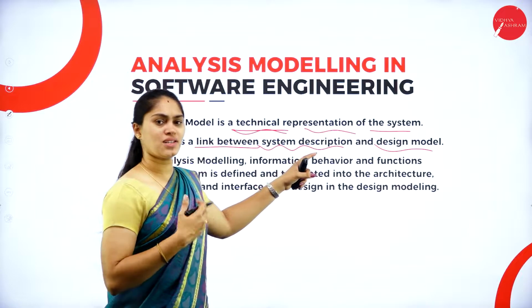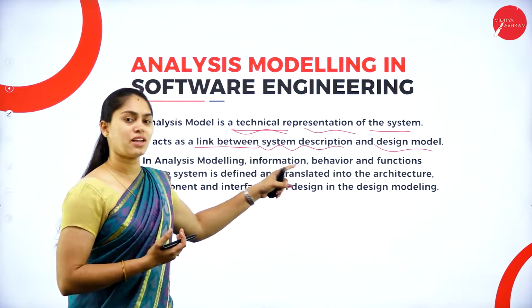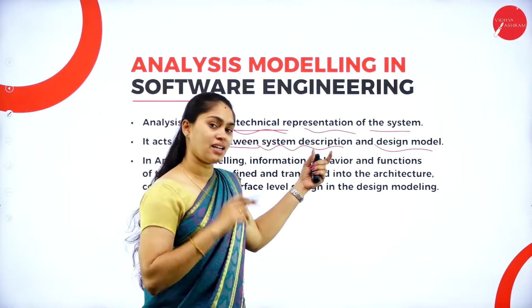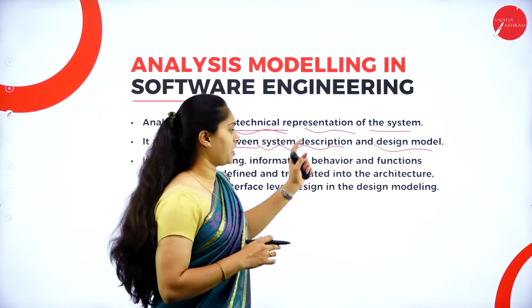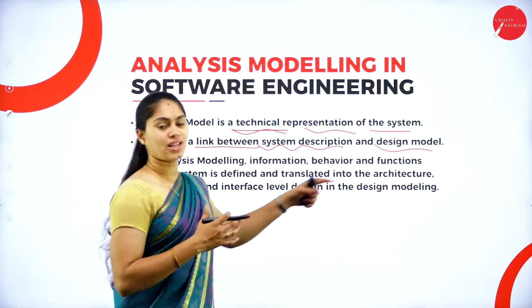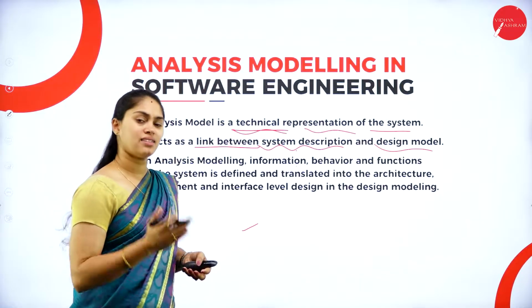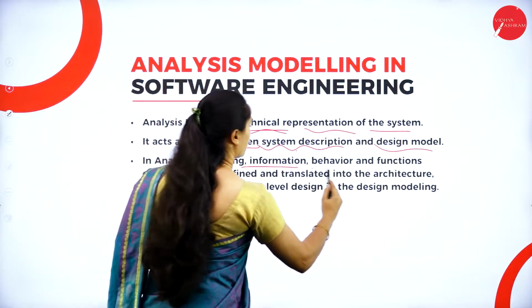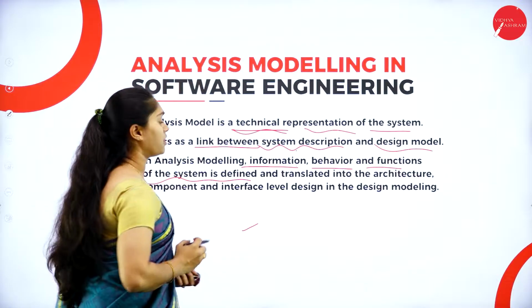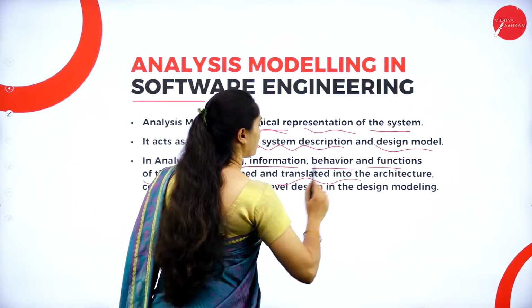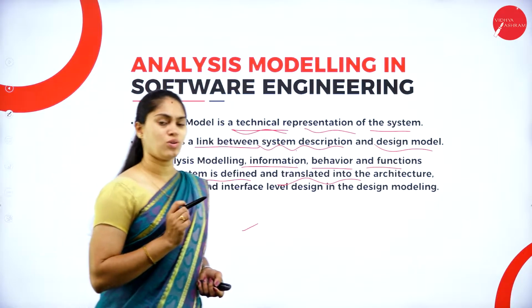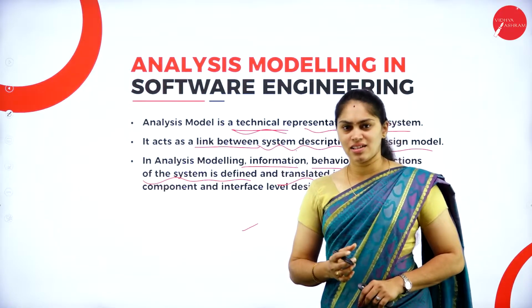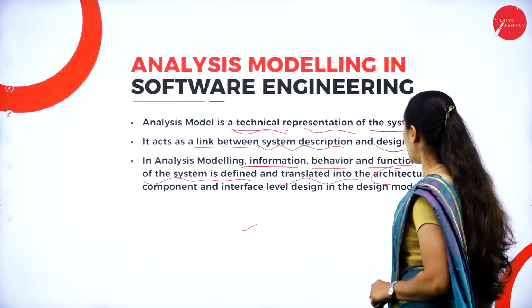This system description is regarding the SRS, that is the software or system requirement specification. It is going to have a complete description of that. Once we have analyzed all the requirements or the SRS document, that needs to be converted into a design model, so in between it is going to create a link, which is considered as what? Analysis modeling. Here the information, behavior and function of the system are going to be defined, and also they need to be translated into the architecture. As I told earlier, once the analysis is done, that needs to be converted into a representation form. That's why we are calling that an architecture here.